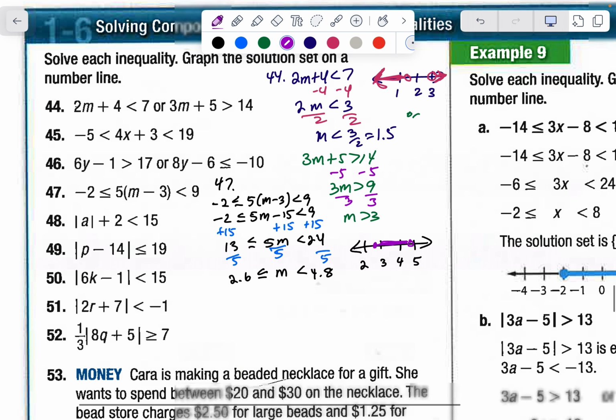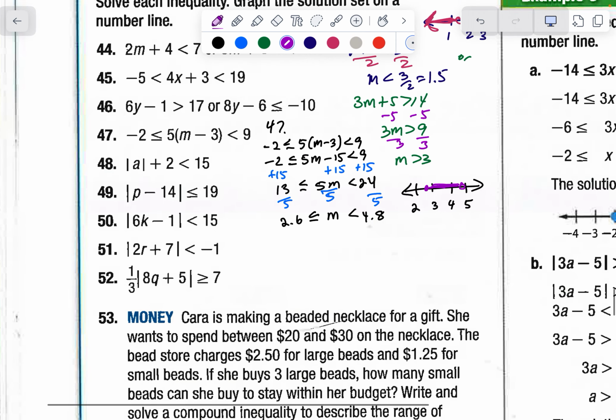So that's how you would do 47, and then 45's a similar procedure. Get the m in the middle. Do we have any questions about that?